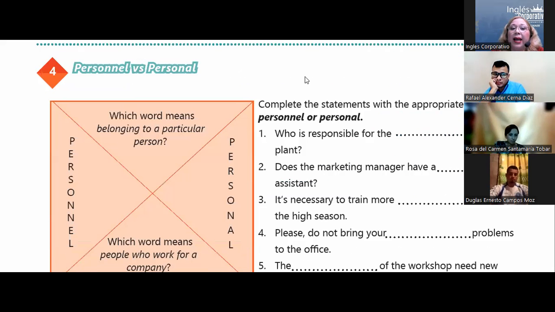Activity 4. These are the two words I told you about. Personal and personnel. They are completely different. You see? In personal, the stress goes here, and in personnel, the stress goes in the first one. So, personal and personnel.